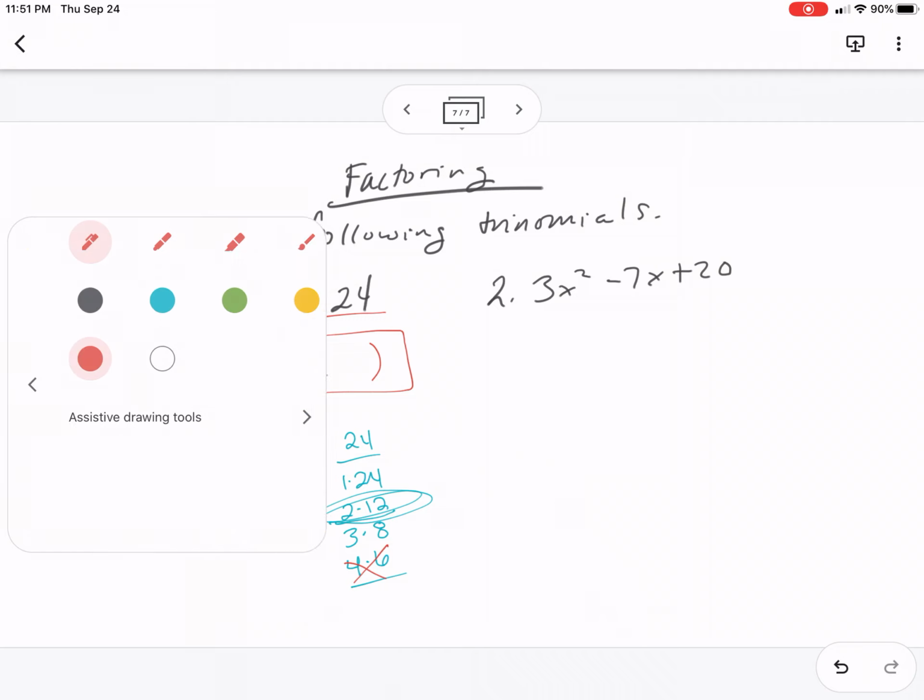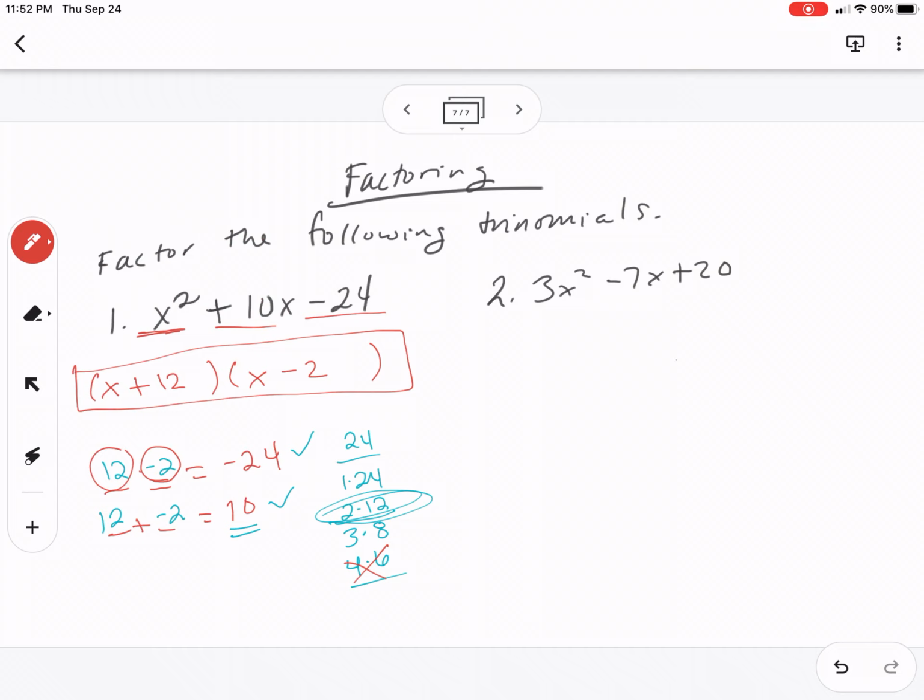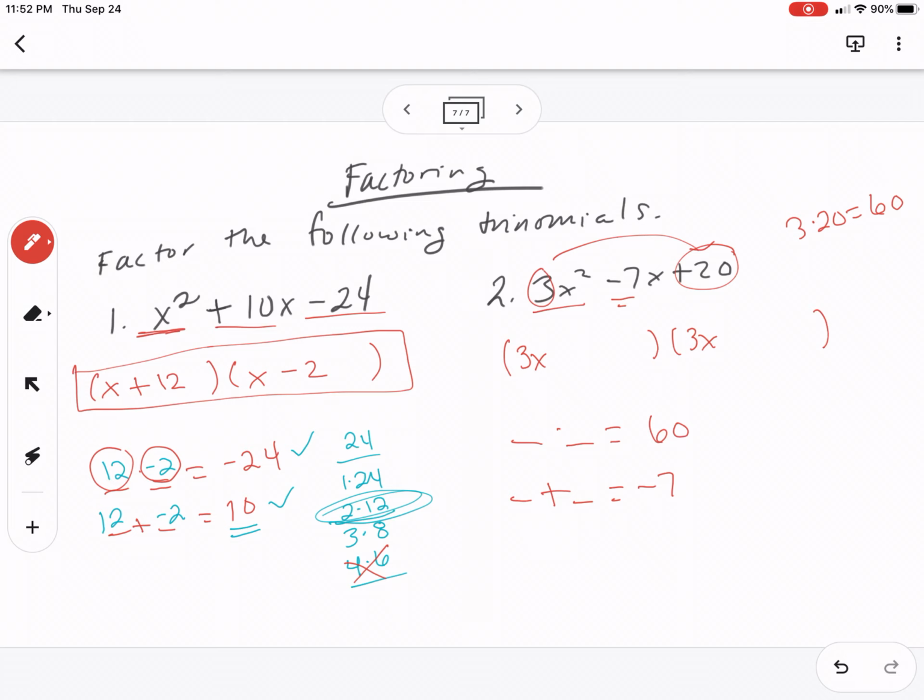Question number 2 here is also factoring, but this time there's a number in front of x squared. So when I begin my factors, I put a 3x. Remember, we're going to fix that step in the end. Now I can do my blanks. This time for your first blank, you need to multiply a times c. So 3 times 20 gives me 60. My bottom blank is my b, or my negative 7. Now I can make a list of numbers that multiplies to 60.